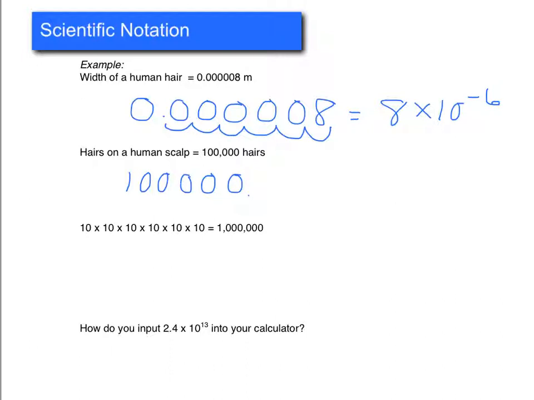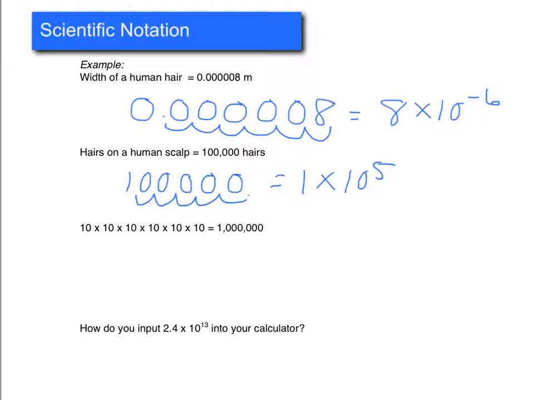Okay, so if we look at the number of hairs on a human scalp, that's 100,000. Okay, so our decimal point is right there, even though we don't usually write it. And so we want to move it 1, 2, 3, 4, 5 places. So that's right behind the 1. So that's going to be 1 times 10 to the 5th. Okay, and again, this is a big number, so our exponent's going to be positive.